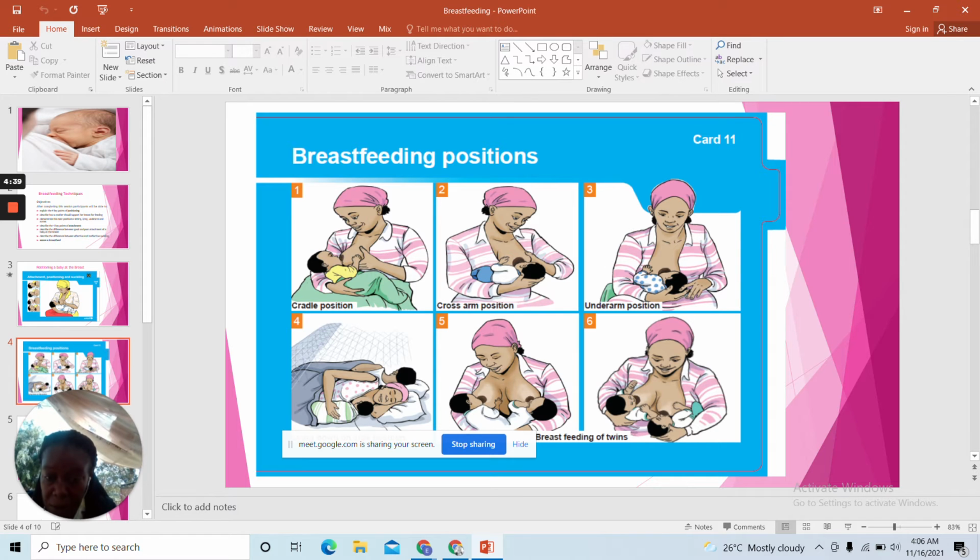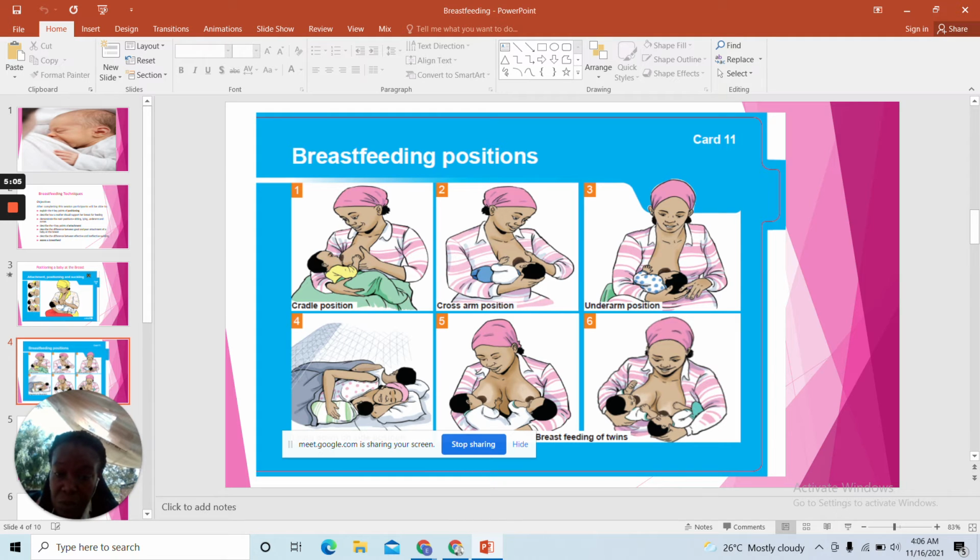We have the cradle position, cross arm position, underarm position, and the lying down position. The other 2 that we can see are for when we are breastfeeding twins. Sometimes we have mothers who have multiple babies. The cradle position is the default position that most mothers use when breastfeeding their babies, whereby you just hold them across your lap and you attach them to the breast.